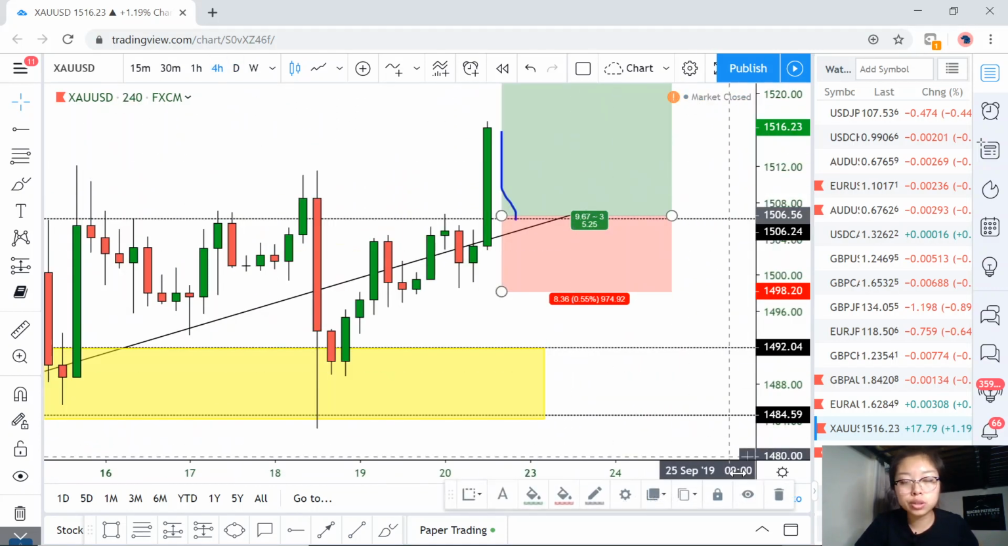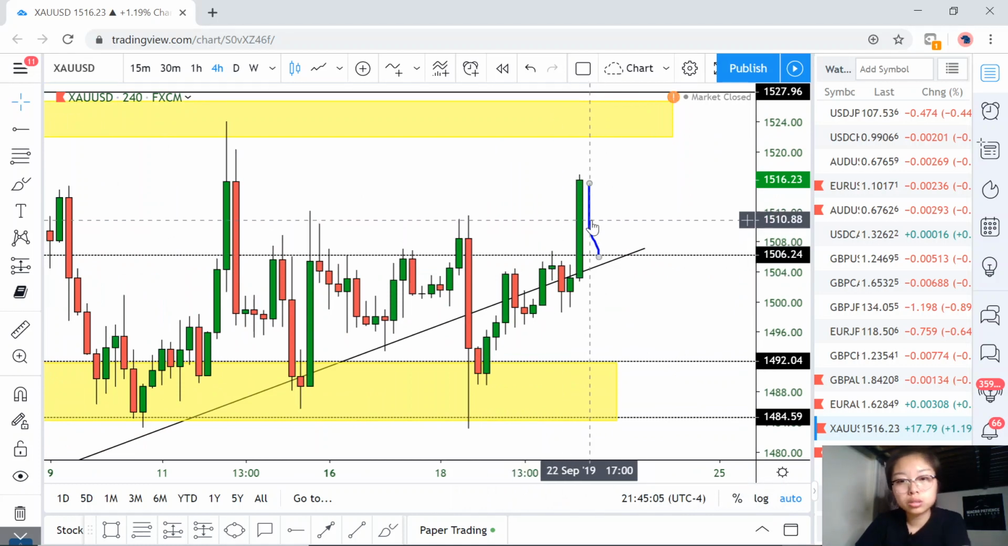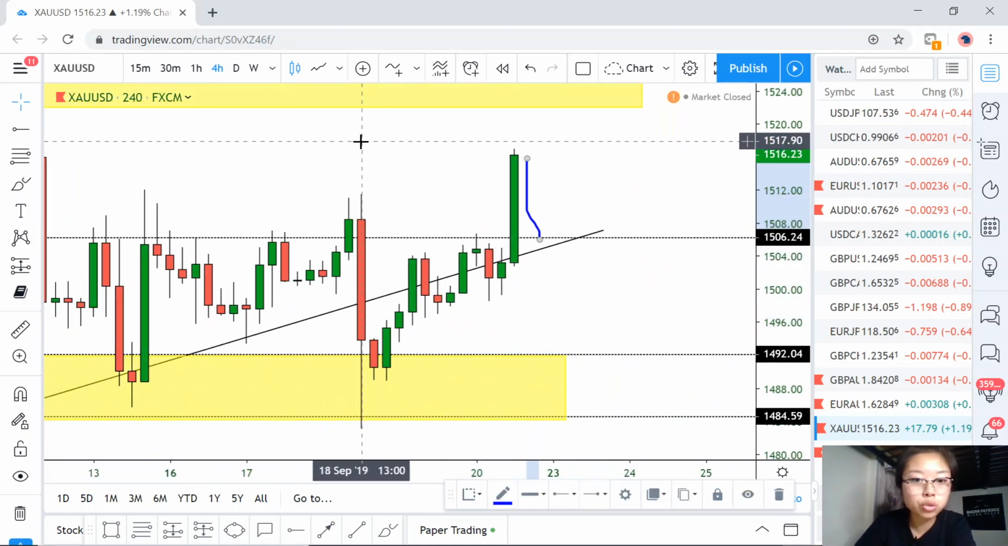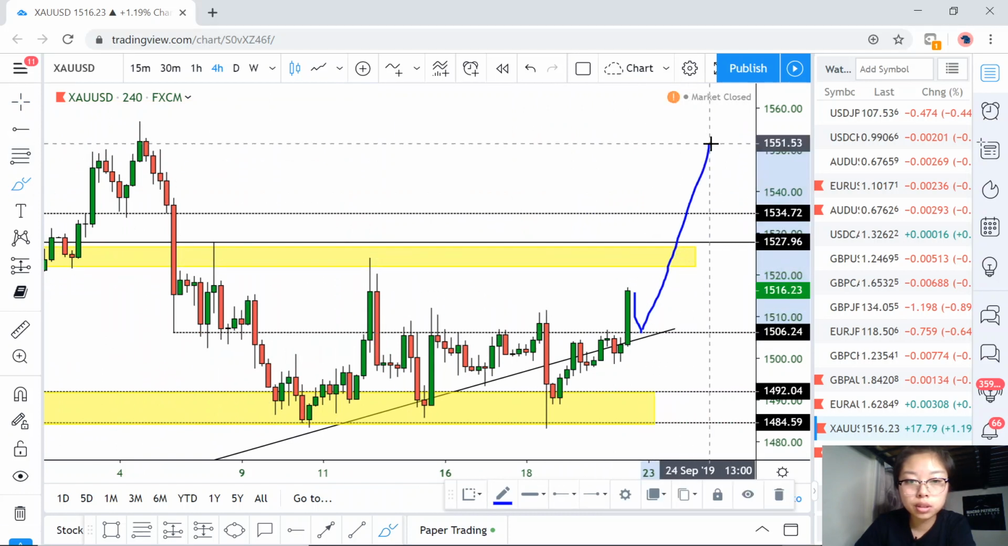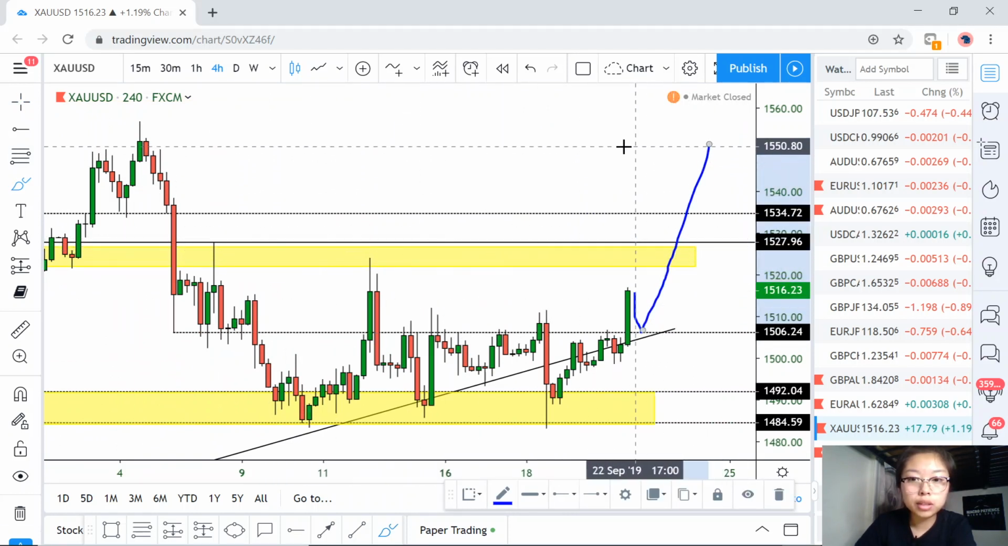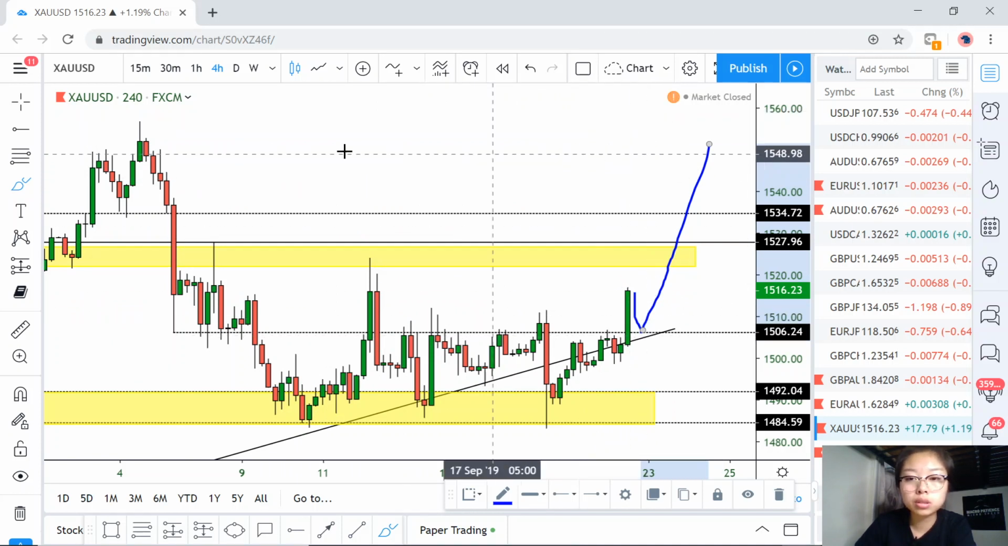On a short scenario, let me just draw that out for you guys. On the long scenario, we're waiting for the retest, and that is the final TP. I'm not saying in one candle it's going to go straight up.